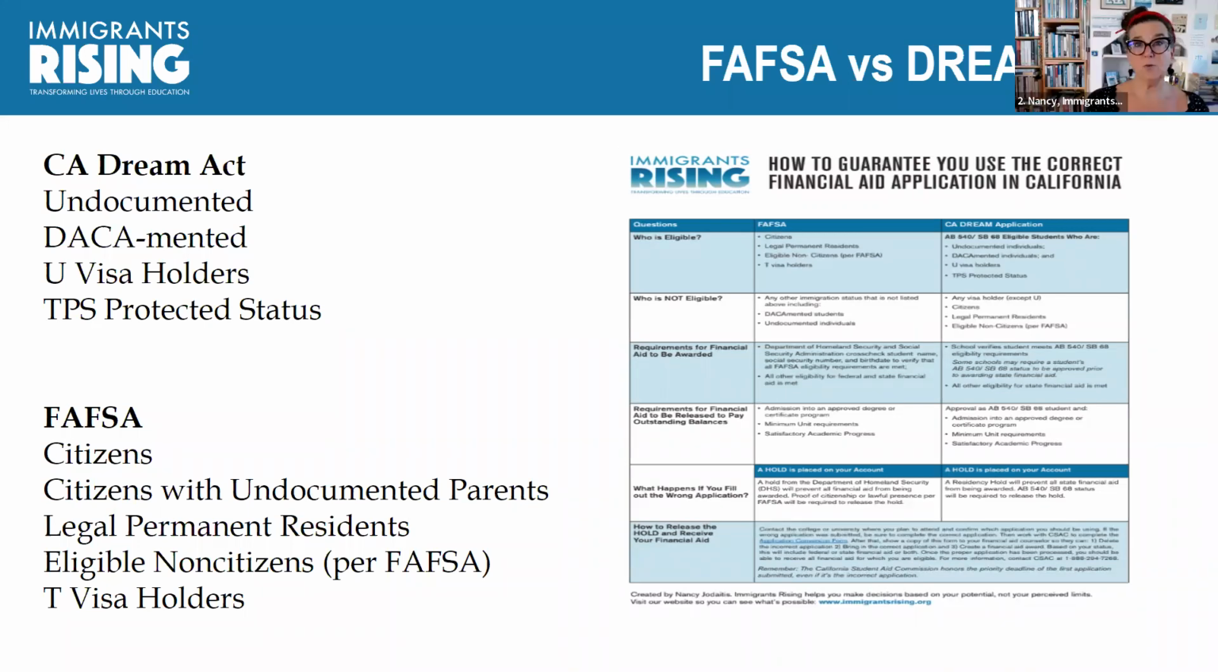In terms of who should be applying for the FAFSA application, students who are citizens should apply for the FAFSA, as well as students who are citizens even if their parents are undocumented. We'll be talking about a resource later on that delineates the specific steps students who are citizens but whose parents are undocumented should take to create protection and a clear process for them to receive all the financial aid they have eligibility for. Legal permanent residents should also be applying for the FAFSA, as well as eligible non-citizens according to all the FAFSA definitions, and anybody with a T visa.